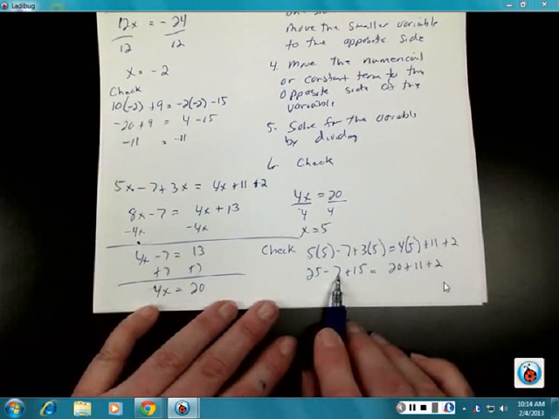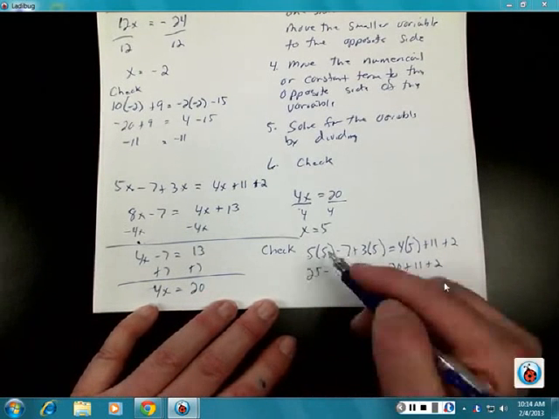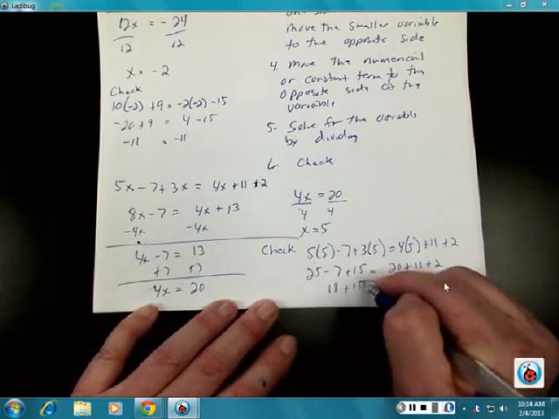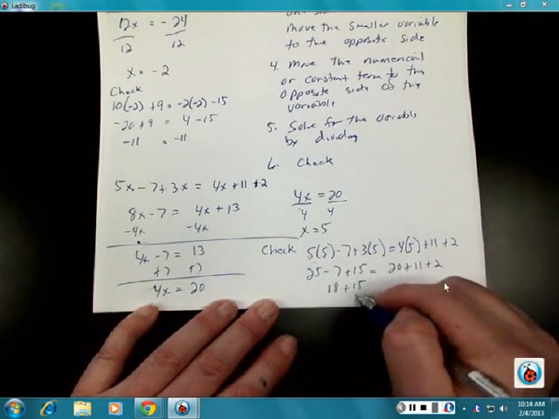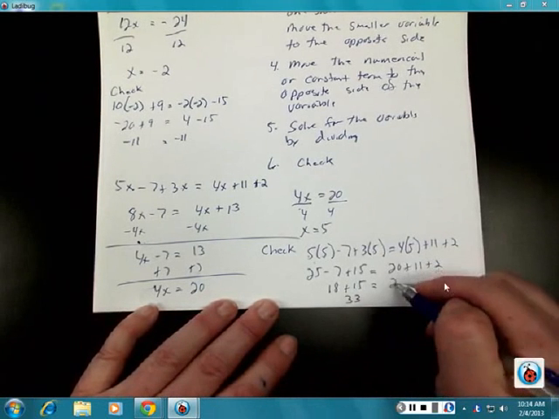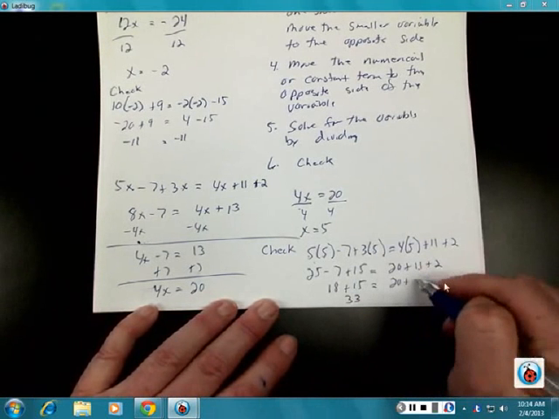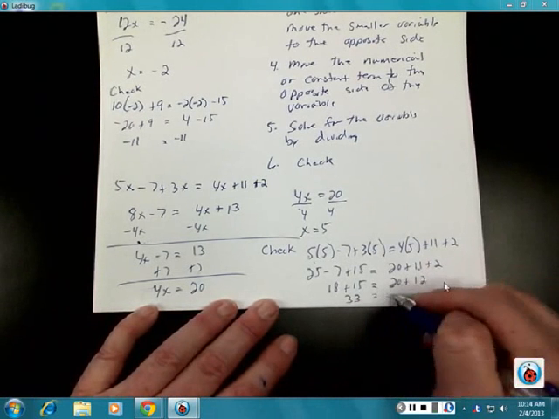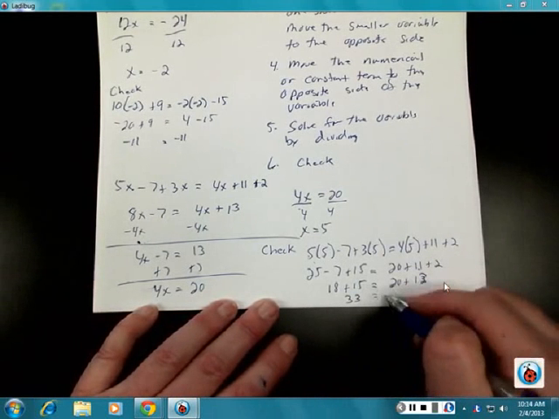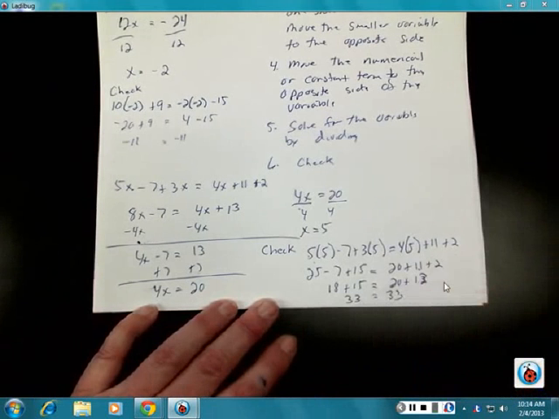25, take away 7. What's that leave me with? Good old 18, I think. Plus 15. 18 plus 15 is 33. And does it equal 33 on this side? 20 plus 11 plus 2. 11 plus 2 is 13. 20 plus 13 does end up giving me 33. And so it does check. Again, make sure you do those check pieces in there.